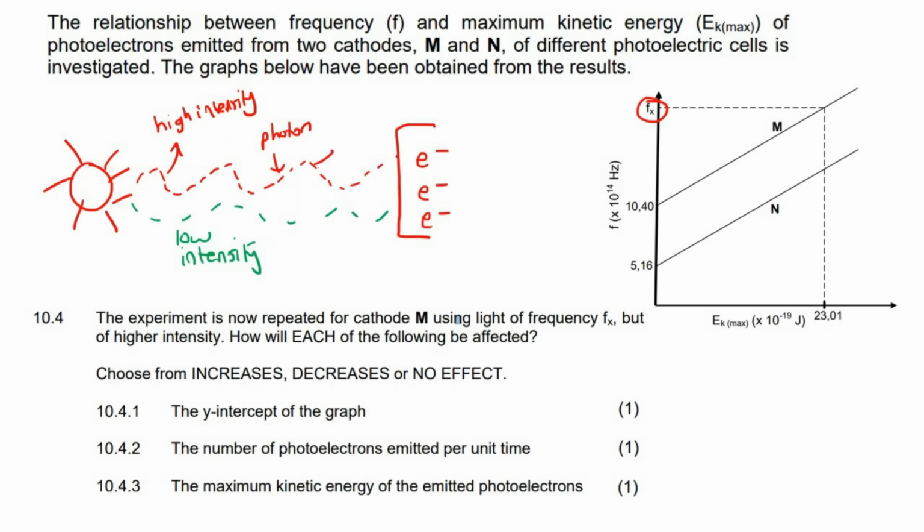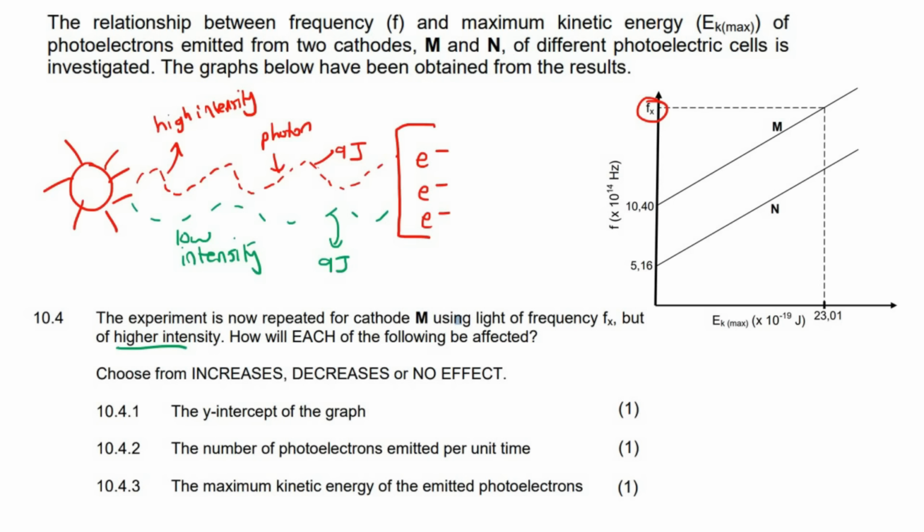Maybe this photon has 9 joules of energy, and this one can also have 9 joules of energy. But that's what intensity is, okay? It's like the number of photons. So we're going to repeat the experiment, but we're using a higher intensity. How will each of the following be affected? Choose from increase, decrease, or no effect.